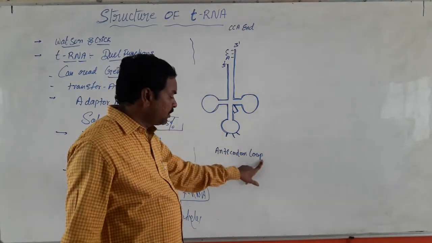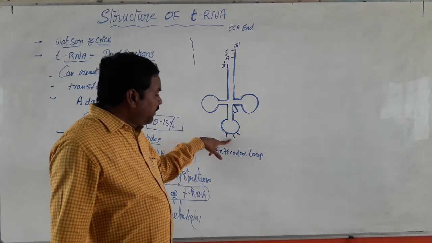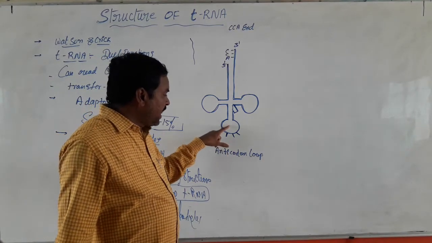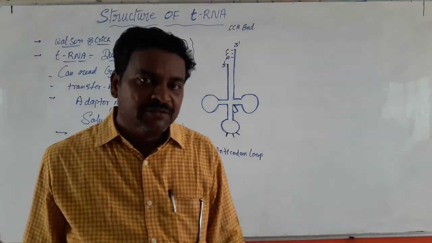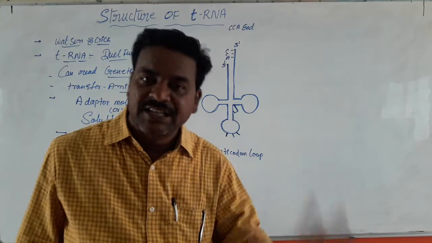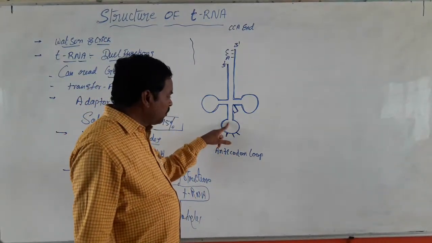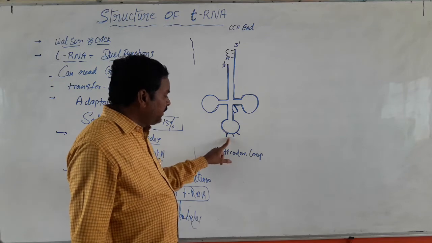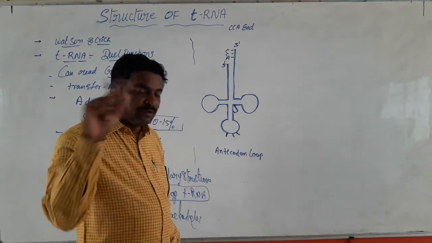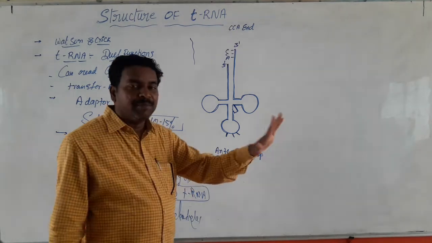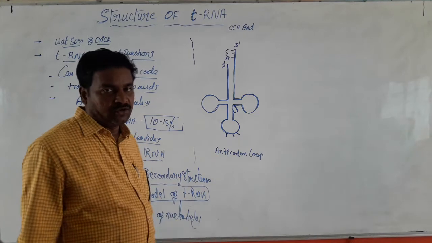Students, very important here. The unpaired nitrogen bases present in an anticodon loop of tRNA are complementary with the codons present in mRNA. Such a loop is called an anticodon loop.